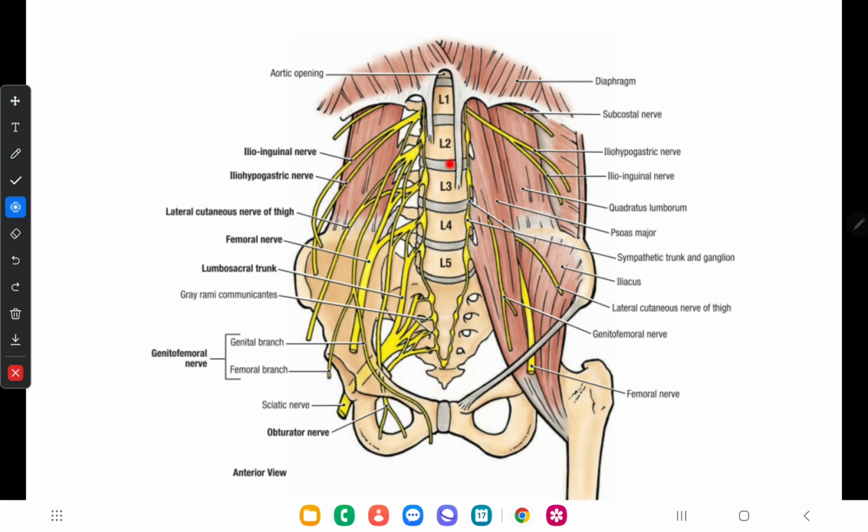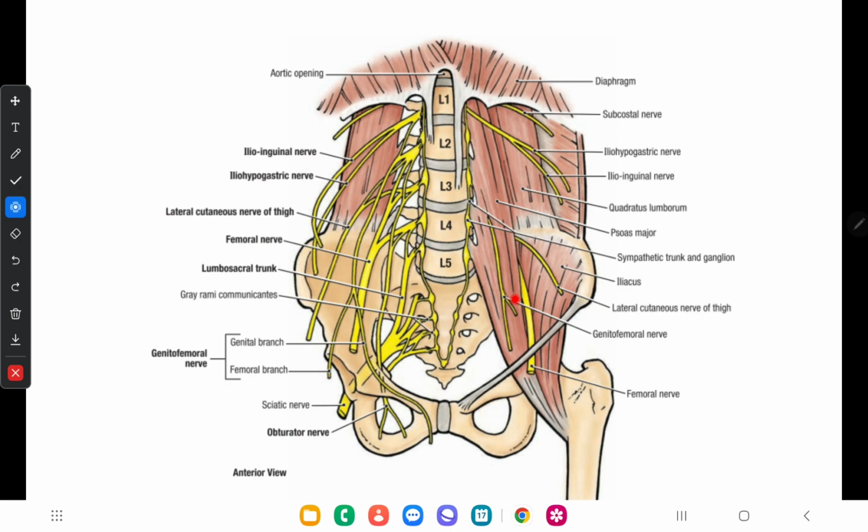You can see the lumbar plexus, which is formed in the substance of the psoas major muscle. You can see the ilioinguinal nerve, iliohypogastric nerve, lateral cutaneous nerve of the thigh, then the femoral nerve here. This is the femoral nerve emerging from the lateral border of the psoas major muscle. Then on the anterior surface of the psoas major muscle, you can see the genitofemoral nerve, and from the medial surface of the psoas major muscle, there is the obturator nerve.